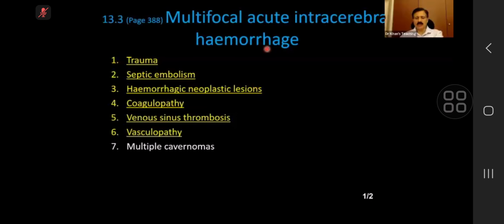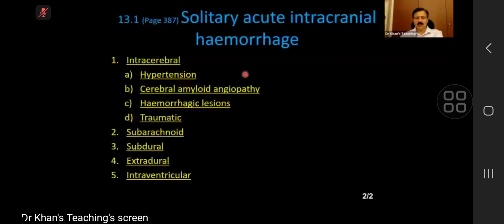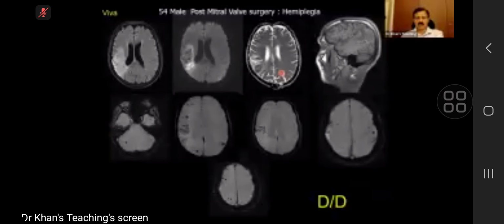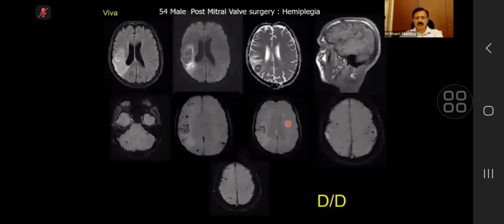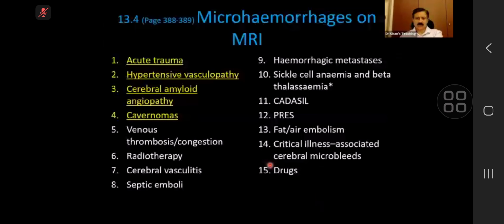Multifocal acute intracerebral hemorrhage, septic embolism. This is what it can be. This is another case in which there was a post-mitral valve surgery, and with that you can see these microhemorrhages. So these are septic emboli. These microhemorrhages are low in signal intensity on the SWI sequence.